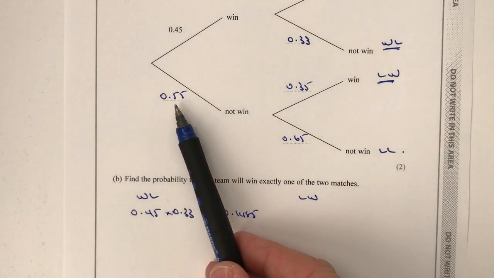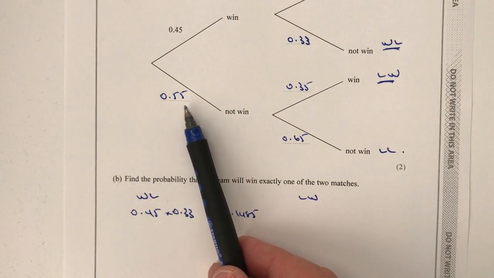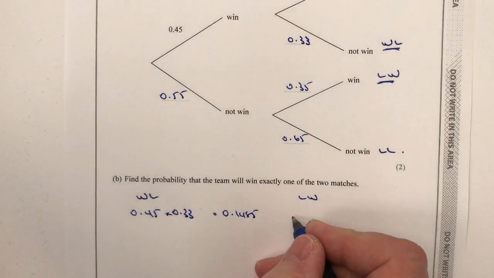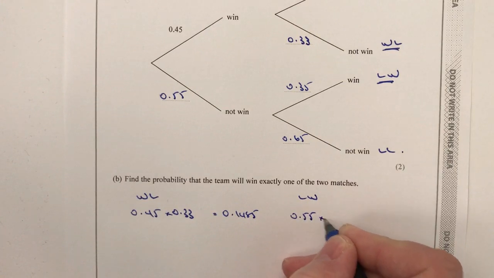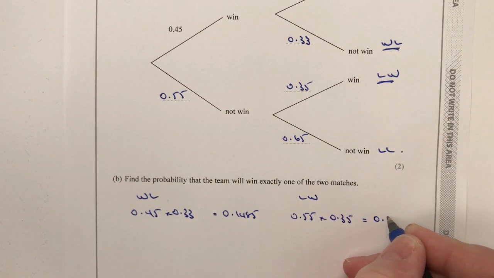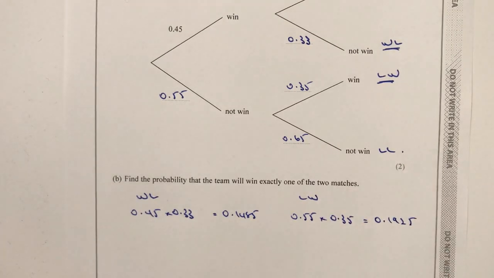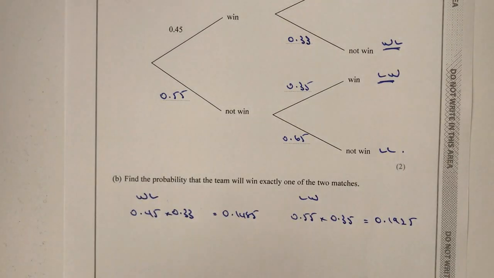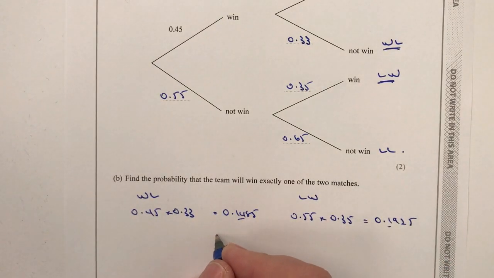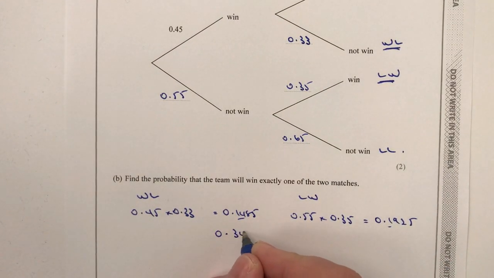Okay, so 0.55 and then 0.35. Again, pop that in your calculator, 0.55 times 0.35, and that's going to give you 0.1925. So the probability that they will win exactly one of the managers is these 2 probabilities added together. So that's going to be that one plus that one, and the probability overall is going to be 0.341.